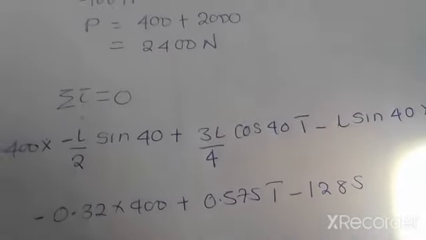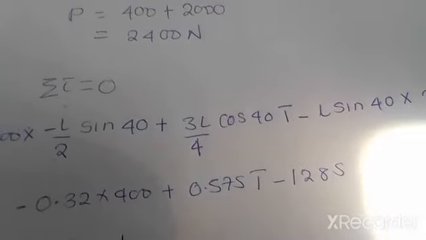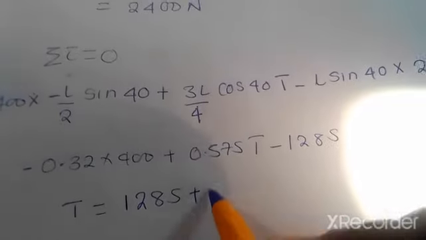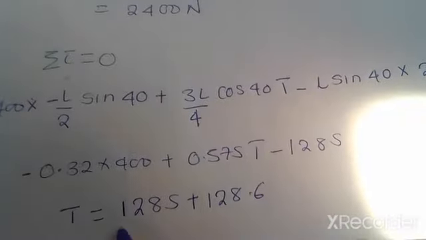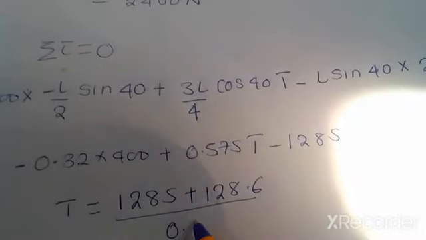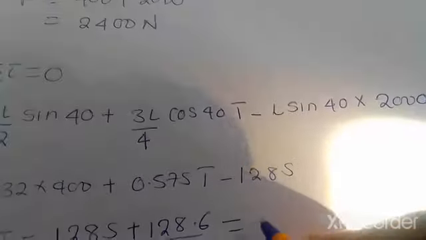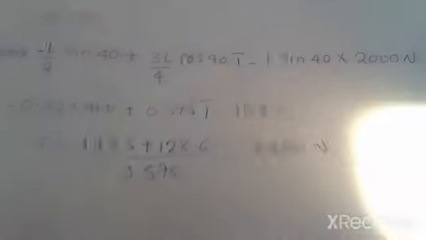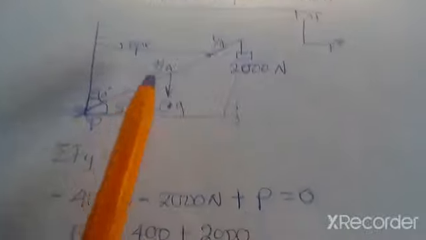We simplify that, meaning that T is going to be equal to 1,285 plus 128.6 divided by 0.575. That will give us the final answer as 2,460 newtons. That's the tension in the rope that we have here.